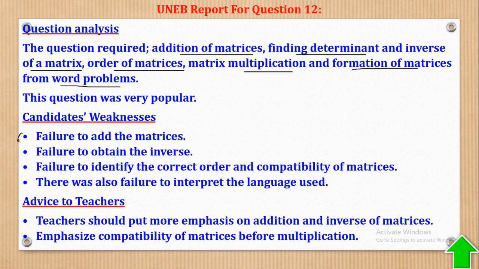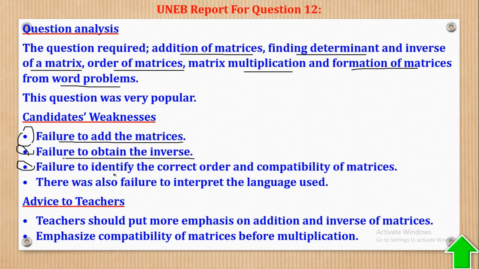But some of the weaknesses with the candidates is, one, failure to add matrices. Some students fail to add the matrices correctly. Then two is failure to obtain the inverse. Some students fail to get the adjoint, which had to be later used to get the inverse.